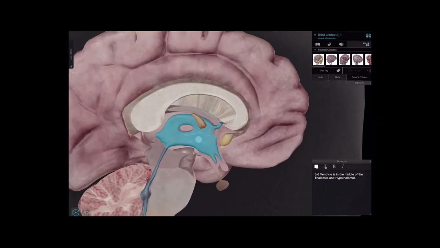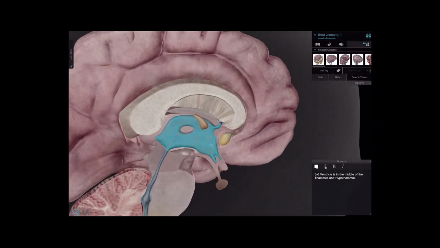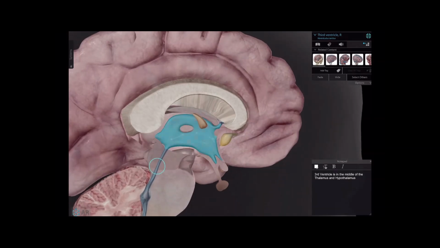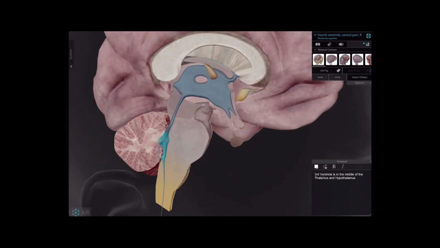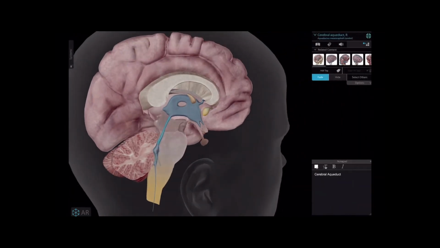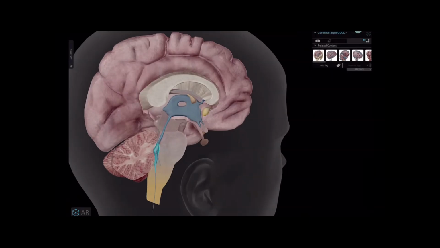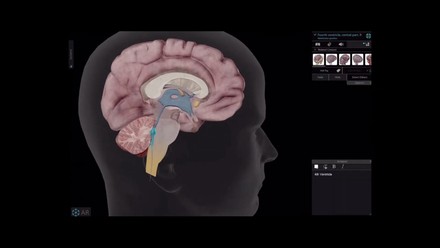See highlighted there? This is the third ventricle. It's right there in the area of the thalamus. That's our third ventricle. Here's the cerebral aqueduct. And then here's the fourth ventricle. So the fluid flows from the second into the third through the cerebral aqueduct into the fourth. There's our cerebral aqueduct. There's our fourth ventricle.